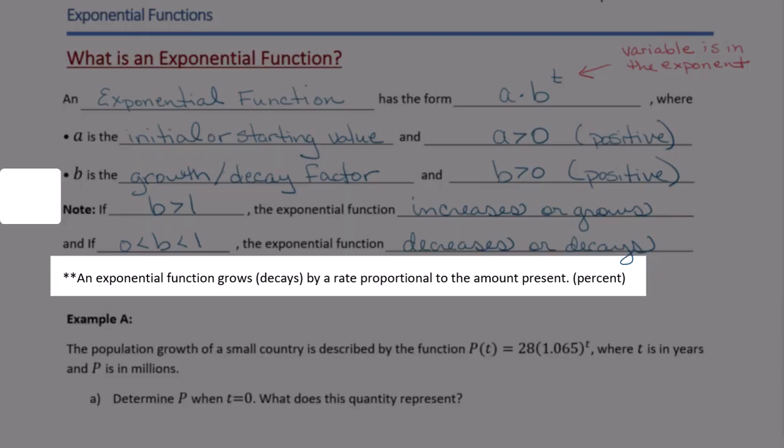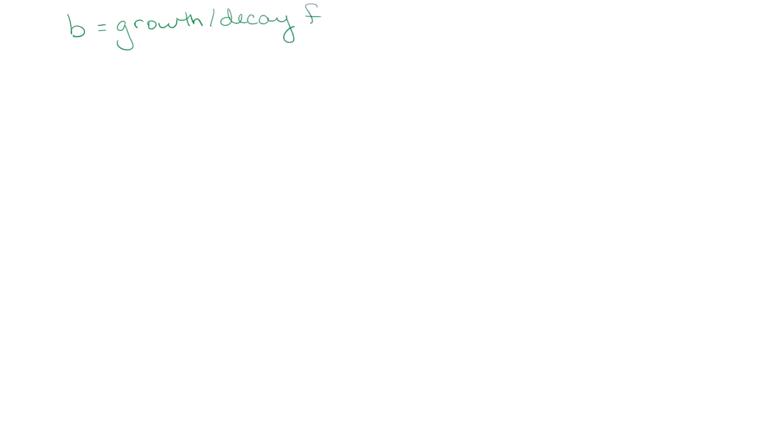An exponential function grows or decays by a rate proportional to the amount present. In other words, a percentage. Here's a side note. B is what we call the growth or decay factor, but 100% of the original amount we can write as a decimal of 1. So if we take the growth or decay factor and subtract 1, this will give us the growth or decay rate.